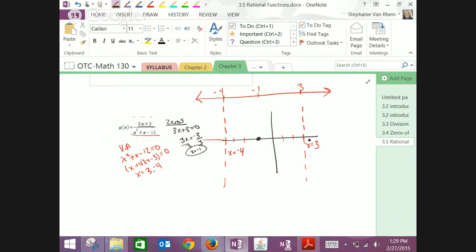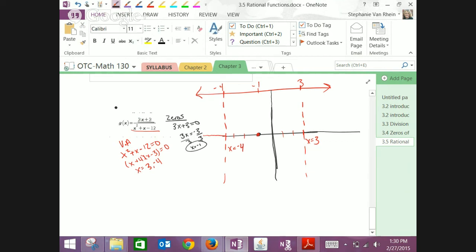What would be another point on the graph I could find? I don't have any more x-intercepts or vertical asymptotes. What about where it crosses the y-axis? I can plug in 0. So what happens when I plug in 0? g of 0, I get 3 divided by minus 12, right? Because on top I get 3, on bottom I get minus 12, which would be minus 1/4.